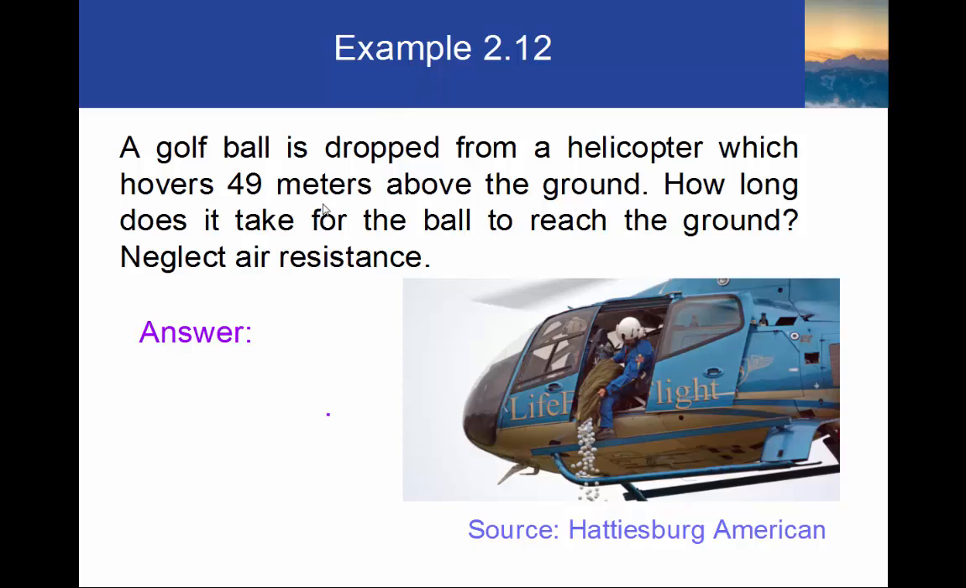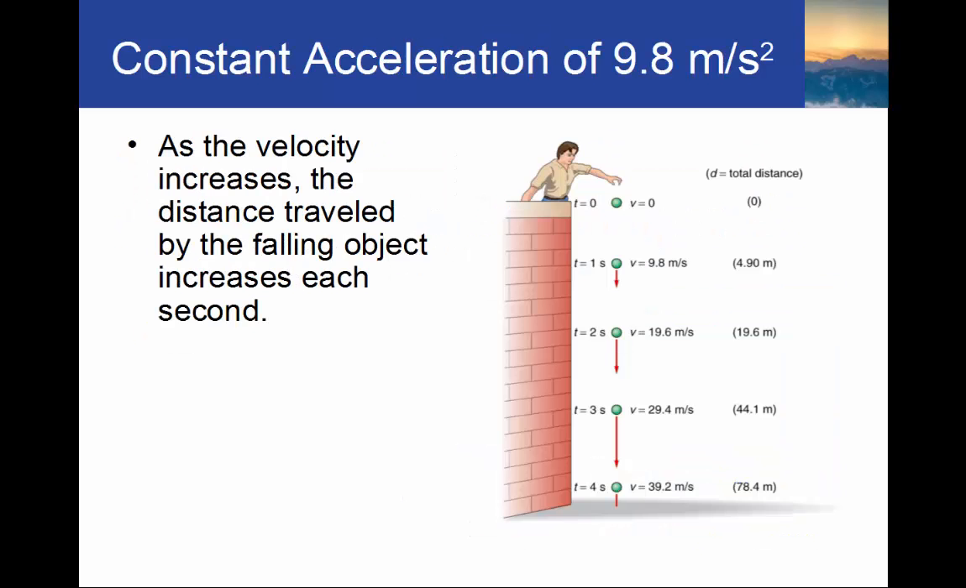So for our next example, we drop a golf ball from a helicopter, kind of like this guy's doing. And the helicopter is 49 meters above the ground. So the question is, how long does it take for the ball to reach the ground, assuming that there's minimal air resistance? So this basically is going to make use of the fact that when you have an object which is falling, it has a constant acceleration of 9.8 meters per second squared. That's assuming that you're falling near the surface of the Earth with negligible air resistance. And so basically, the object speeds up, speeds up, speeds up. Also means it travels a greater distance for each second that it falls.